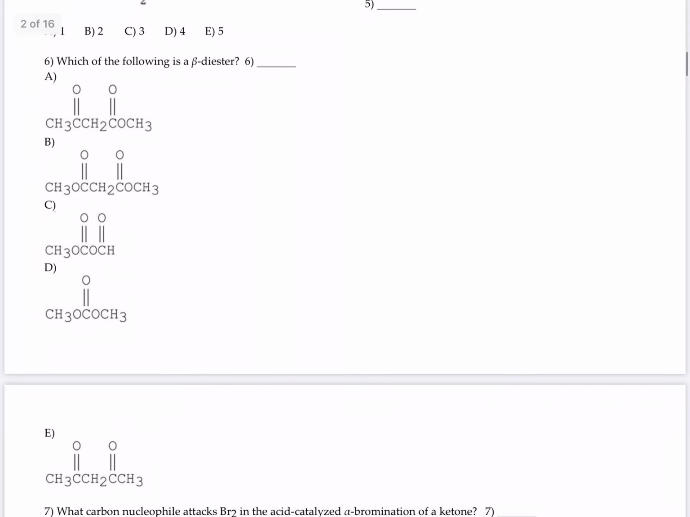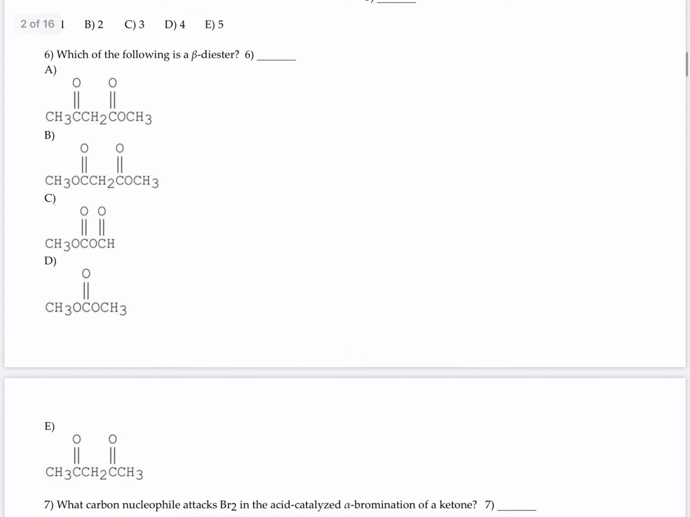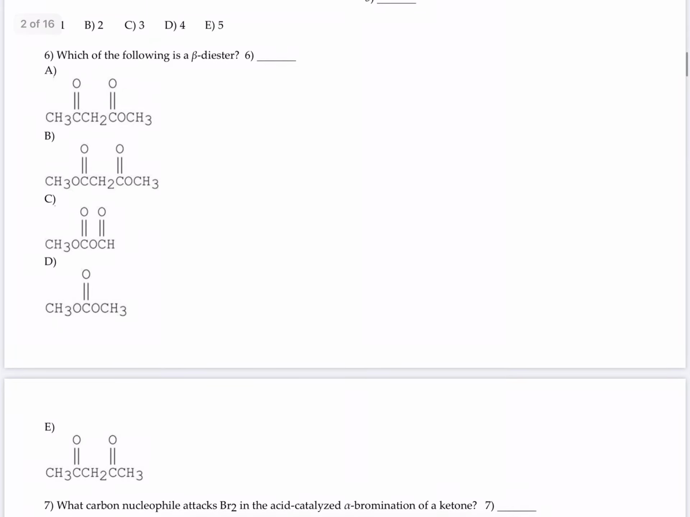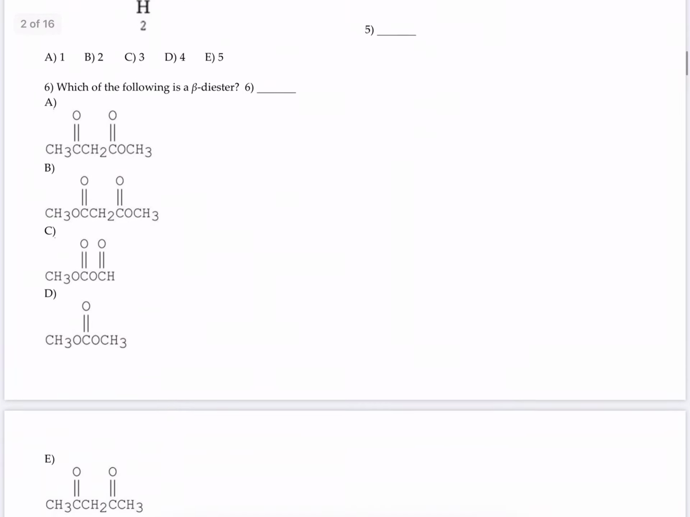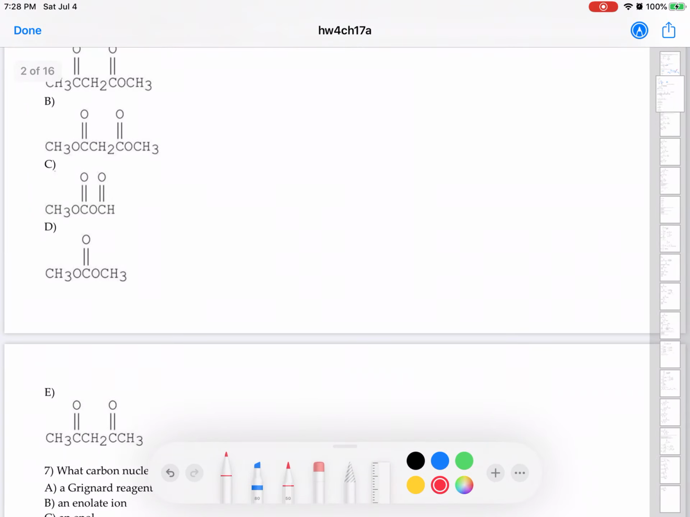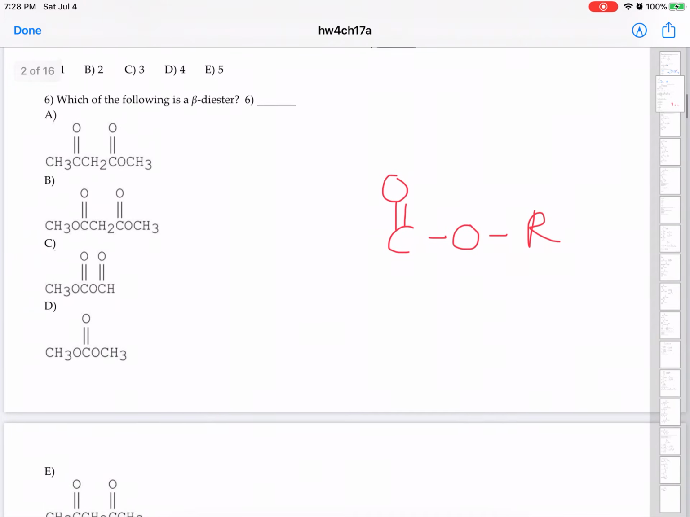Number 6, which of the following is a beta diester? Beta diester. So you need to choose if you have a diester, 2 esters. Now remember the functional group ester. So what is the ester functional group? Ester is this one. You have a carbonyl group, oxygen, and an alkyl group. Okay, now it's talking about a diester. So in that case, which of the following is a beta diester?